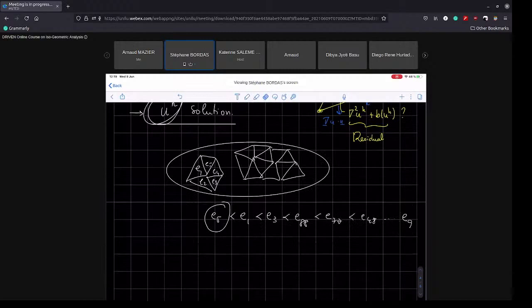So what you do then is you need to mark the elements for refinement. So you can say, I will only refine the elements that are within this range.